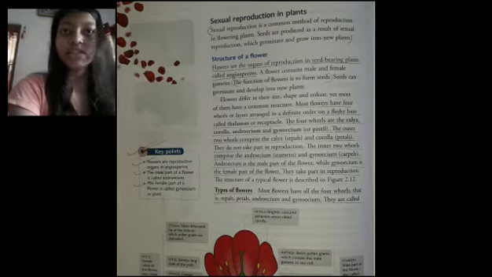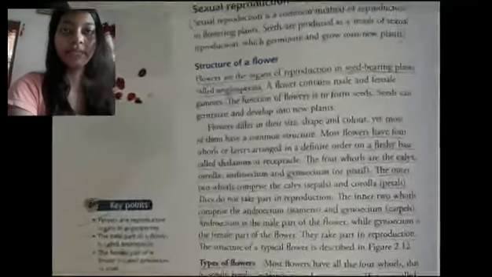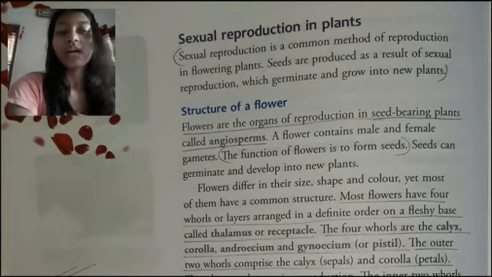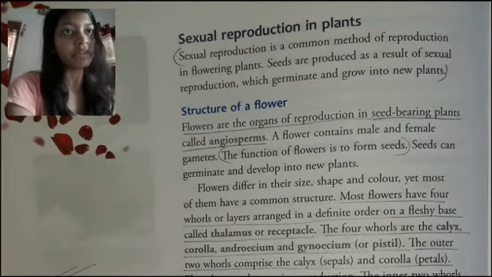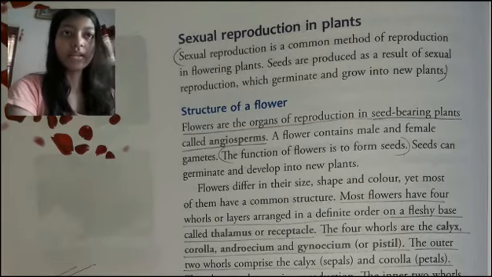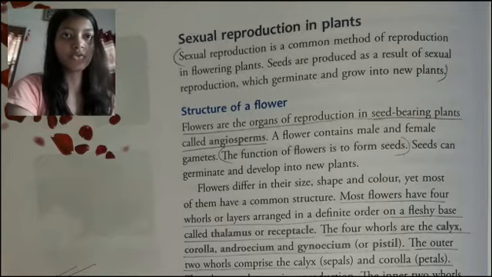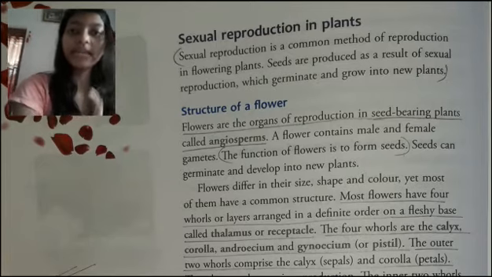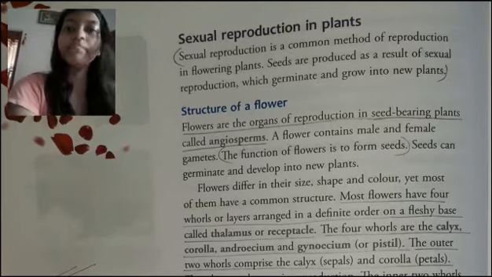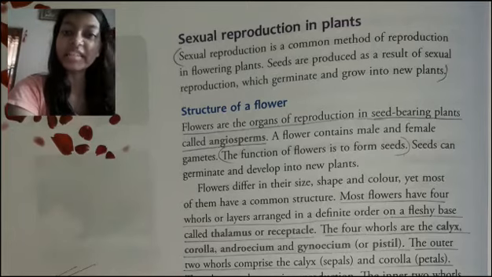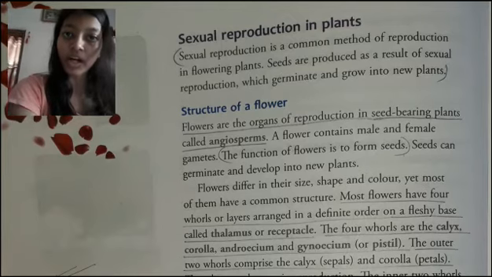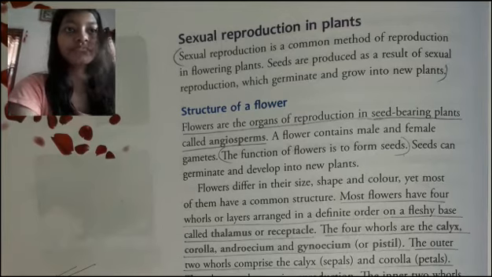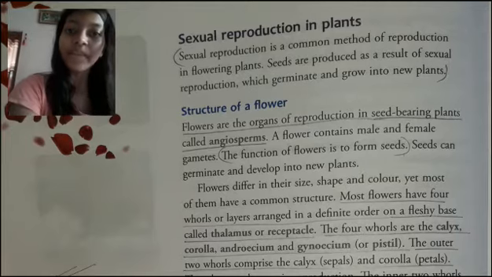Sexual reproduction, as you can see on the screen, is a common method of reproduction in flowering plants. Seeds are produced as a result of sexual reproduction, which germinate and grow into new plants. So this is the basic concept of sexual reproduction in plants. In flowering plants, it is the most common method of reproduction.